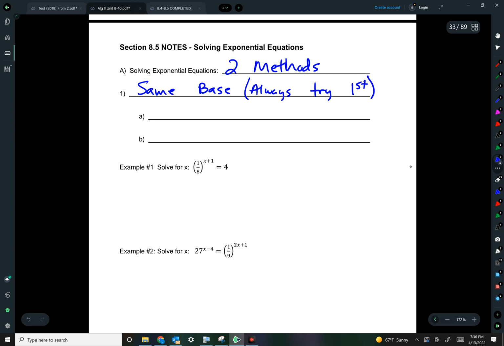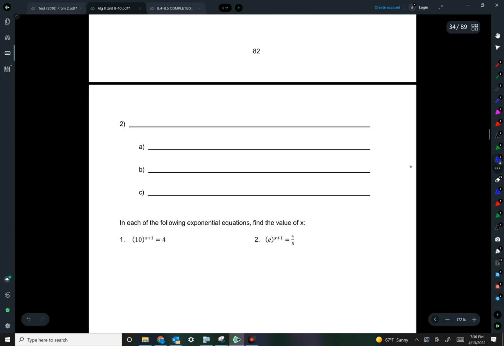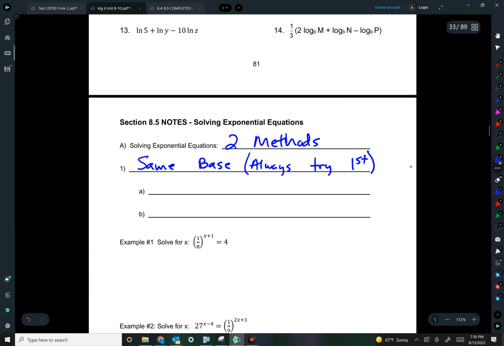Okay, if that's not going to work, then you can go to the second method. I'm going to go ahead and write down the name of it on top of page 83. The second method is to use logarithms. So first we're going to see if we can get the same base, and if that doesn't work, we're going to have to use logarithms. All right, so let's go back to the first method.